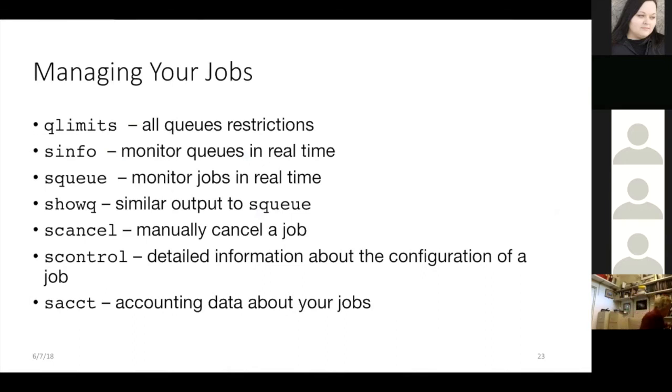You can also manually cancel a job if you check in on your output file and it's either generating gibberish or it's not generating output. You can use scancel to go in and cancel your job manually so that you're not consuming SUs from your allocation when you have a job that's not doing what you actually want it to do.